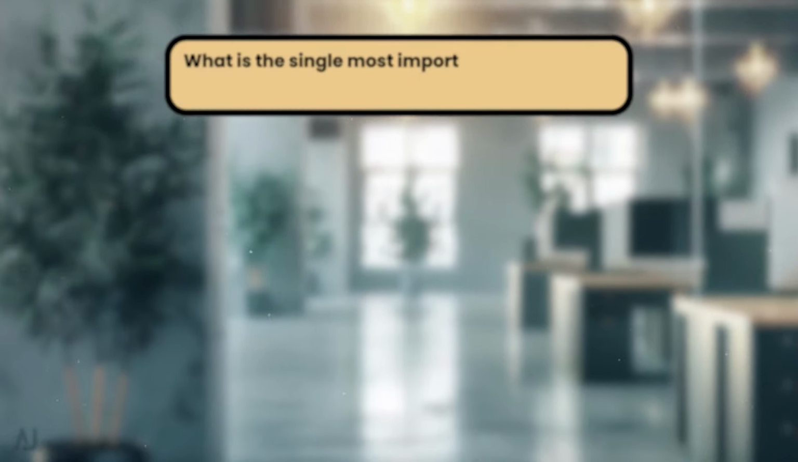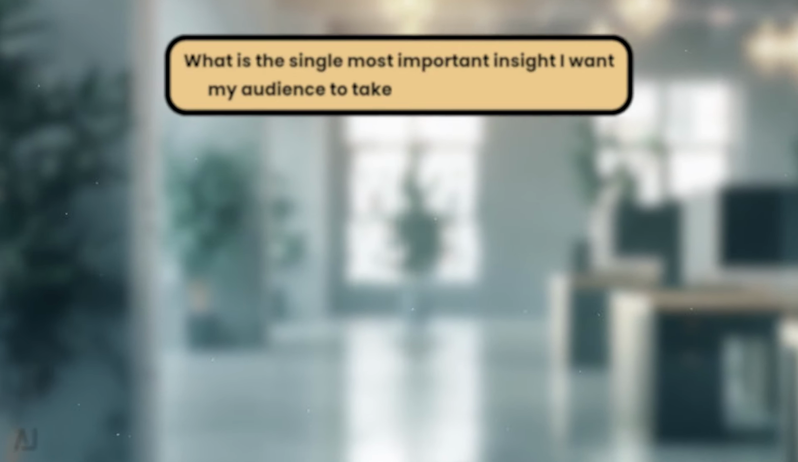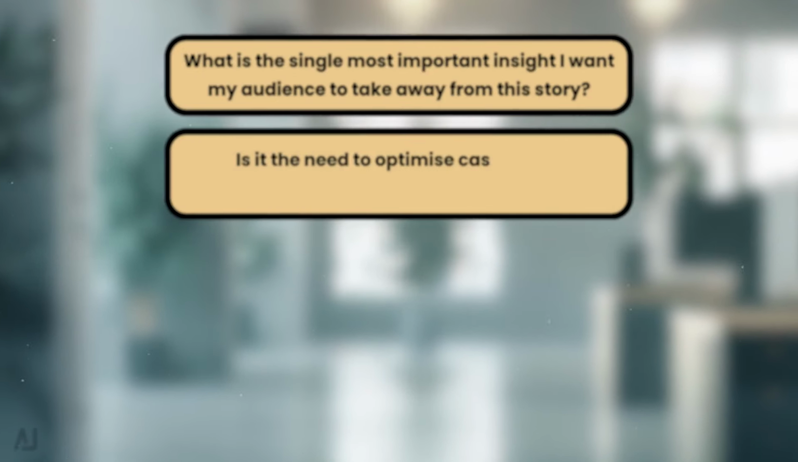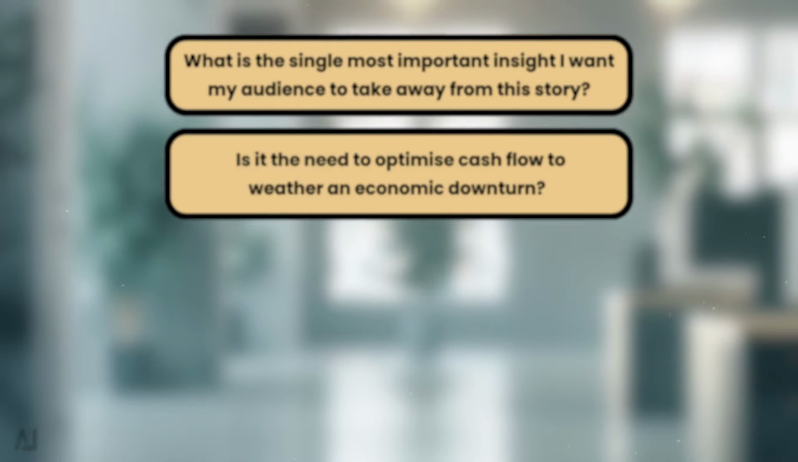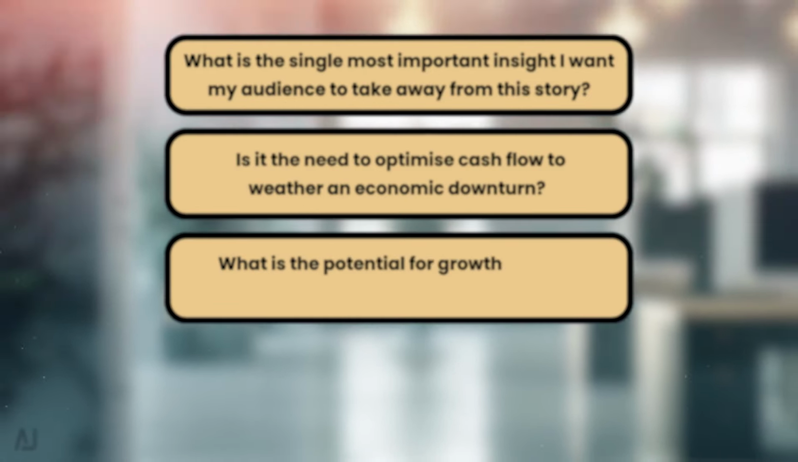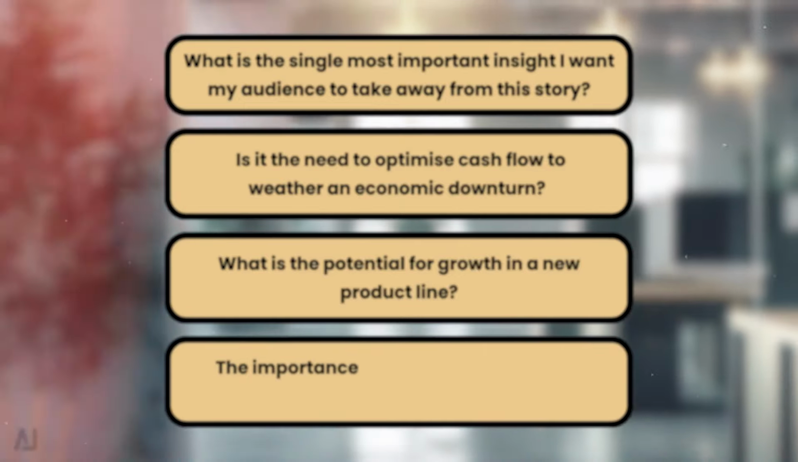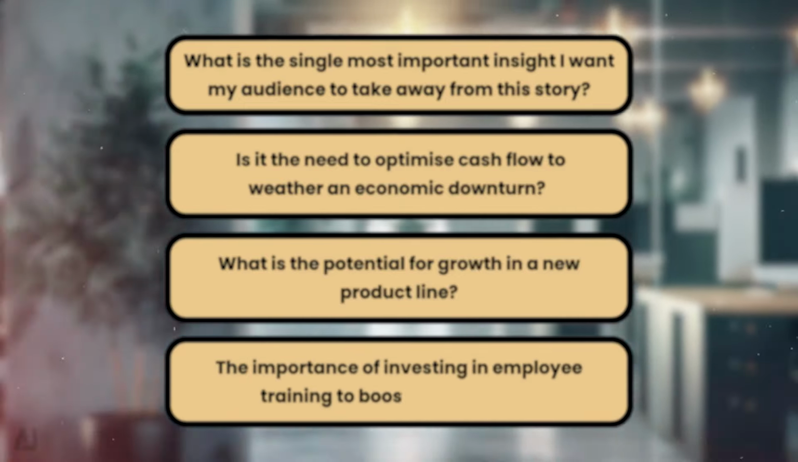So before you start weaving your tale, take a step back and ask yourself, what is the single most important insight I want my audience to take away from this story? Is it the need for optimized cash flow to weather an economic downturn? Is it the potential for growth in a new product line? Or is it the importance of investing in employees' training to boost productivity? Once you have defined your key message, make sure every part of your story, from the data points you select to the visuals you use, supports and reinforces that central theme. A focused, cohesive narrative is a powerful one.